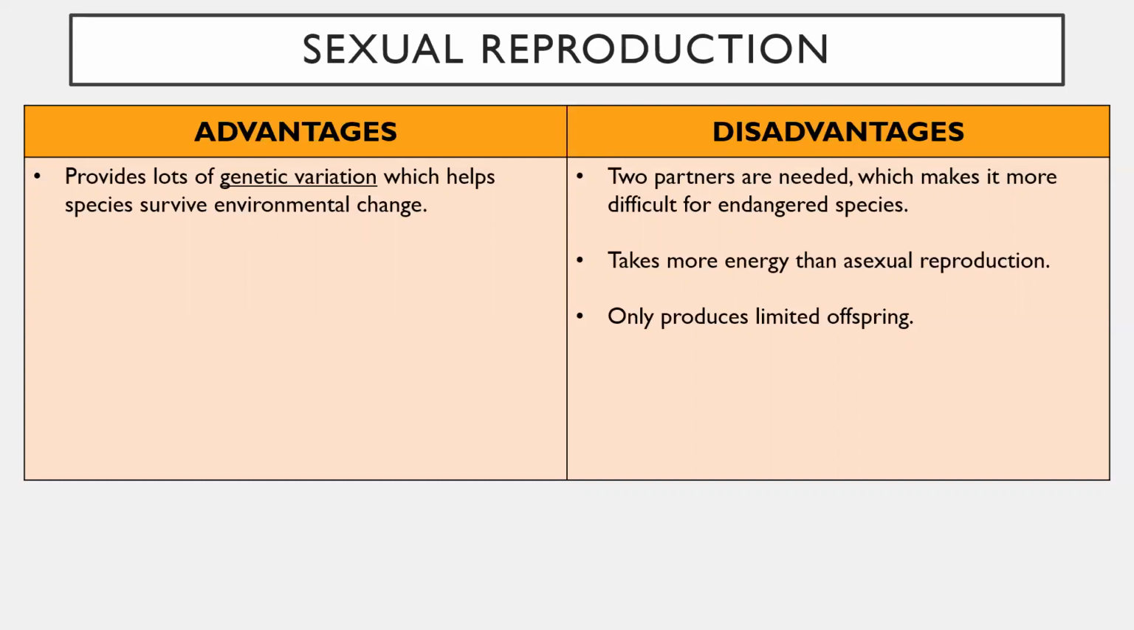Another disadvantage is it takes more energy than asexual reproduction. And then the last one would be it only produces a limited amount of offspring, generally speaking, right? You could argue with fish, of course, which lay like thousands of eggs, that might be a bit of a moot point, but keep in mind, generally speaking, it does produce limited offspring, right? At least compared to asexual reproduction.